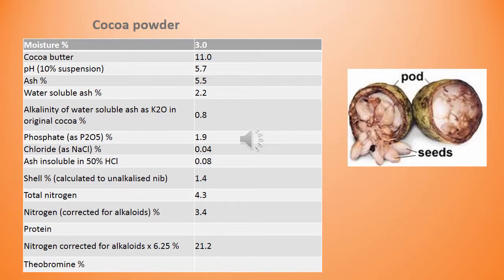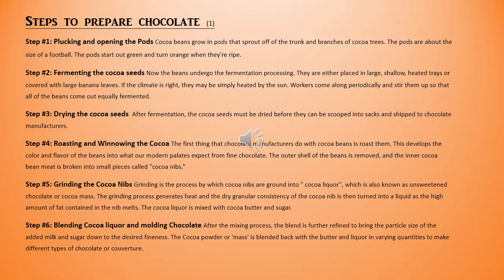As I stated before, these are some of the chemicals that the cocoa powder in this case contains. It has a lot of cocoa butter, the pH of this cocoa powder, the percentage of ash it contains, the water, phosphate, nitrogen, protein, and other compounds and substances. To get the chocolate, which is the substance we want at the end, is not that simple. The farmers and manufacturers have to go through a lot of steps to prepare the chocolate.